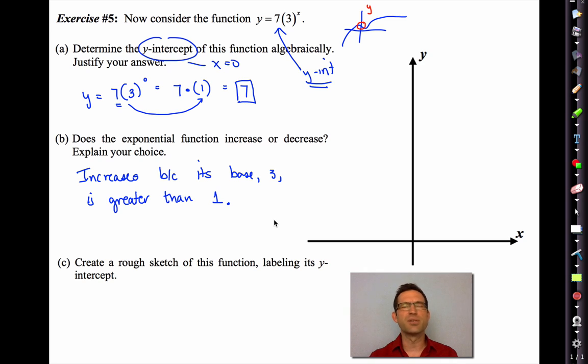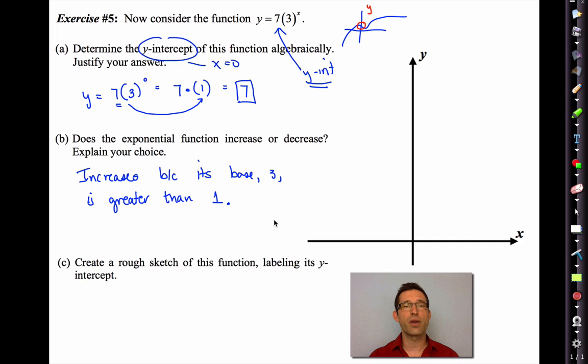Please don't get wrapped up, as some students do, thinking it's about whether or not the base is fractional or a whole number. That's a terrible way to look at it, because if I have a base of 5 halves, even though that's a fraction, the 5 halves being greater than 1 will mean the exponential function will increase.